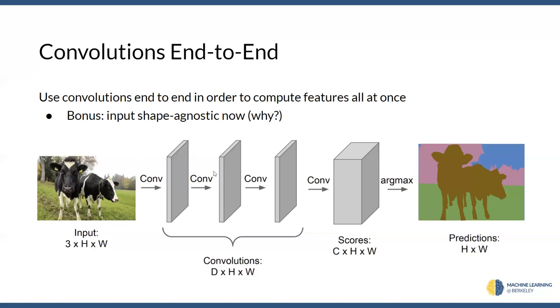So one bonus of this end-to-end convolutional approach is that the whole system is size agnostic of the input. And so you may be like, it's maybe a little bit confusing.